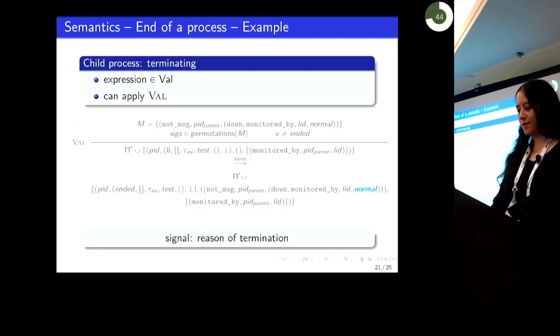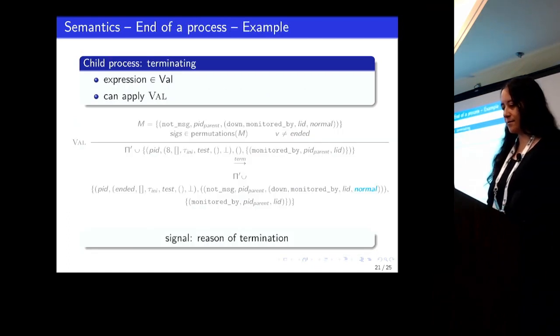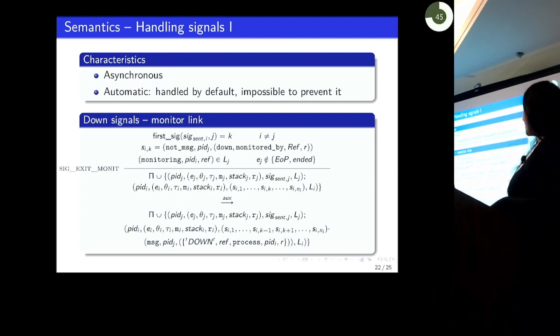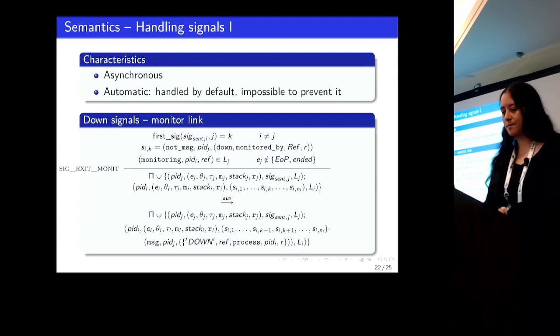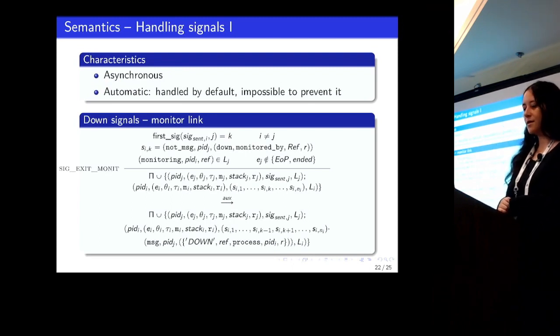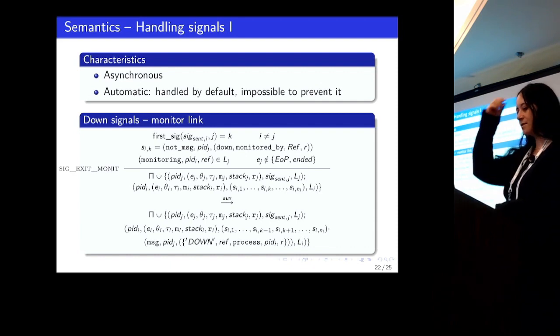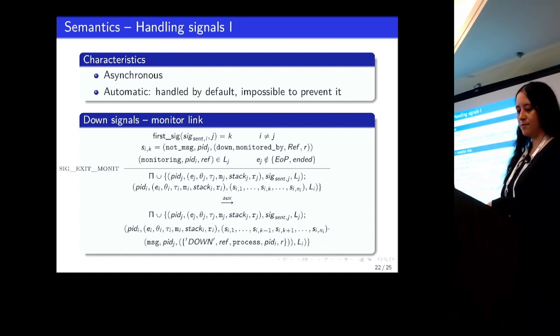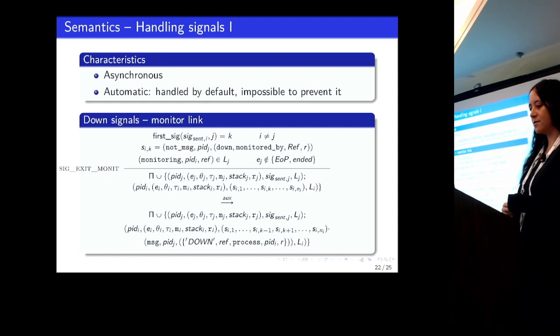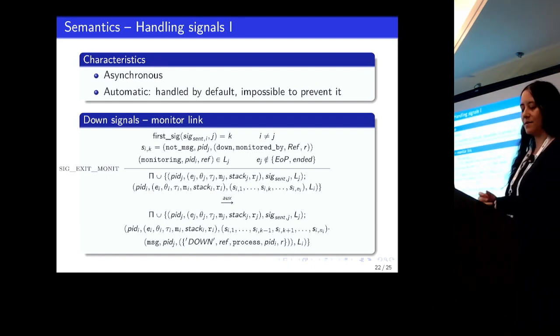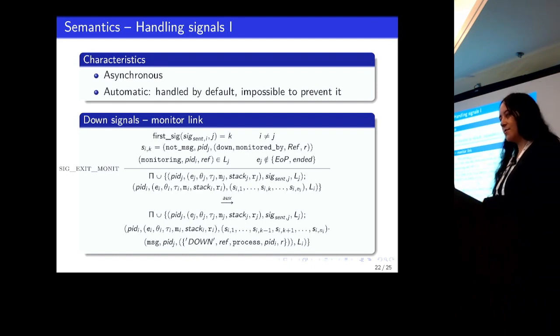Now that we have sent a down signal, let's talk a bit about how we handle it. In Erlang, signals are asynchronous, and a big characteristic about handling signals is that it is automatic. A developer doesn't have anything to do to handle a signal, and it is impossible to prevent it.